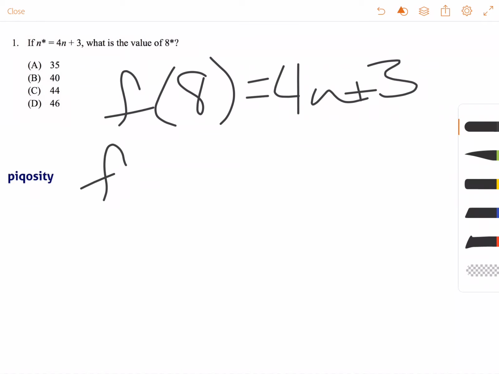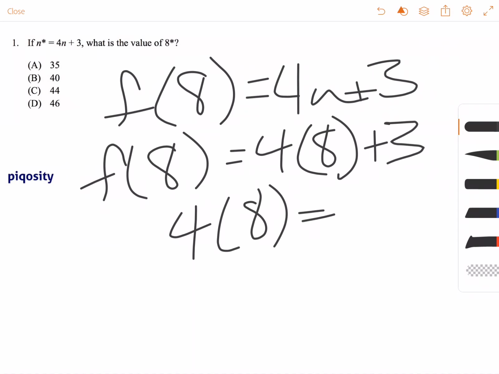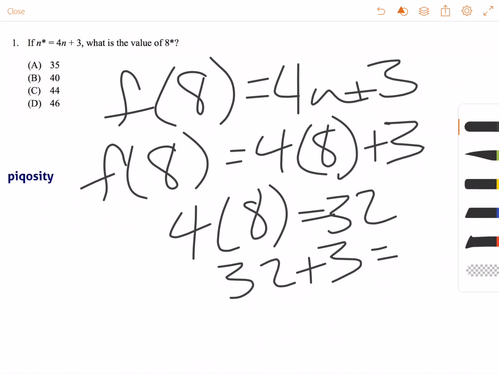So f of 8 is equal to 4 times 8 plus 3, and we can just solve it from there following order of operations. So 4 times 8 is 32. 32 plus 3 is equal to 35, and that is our answer for A.